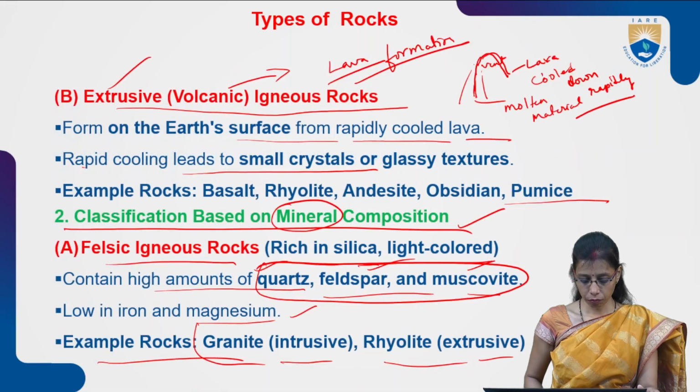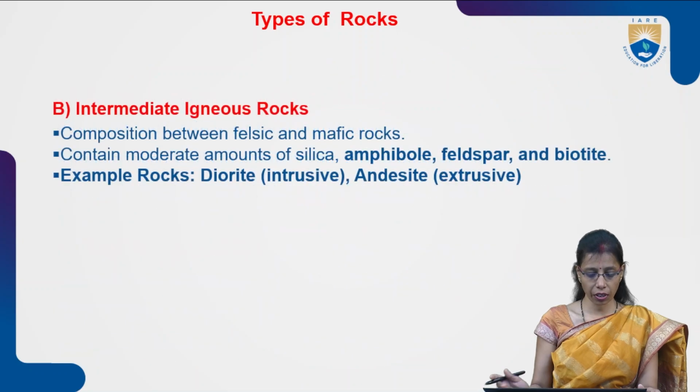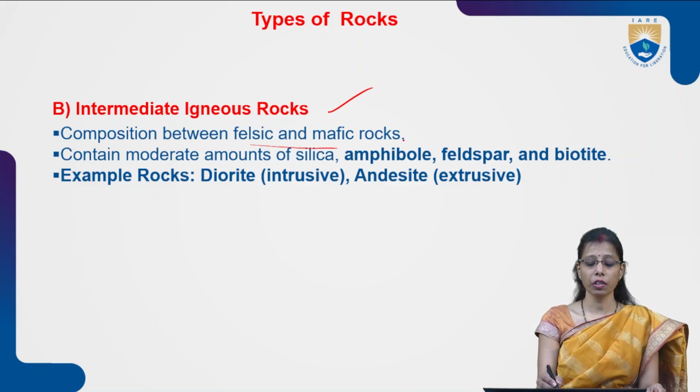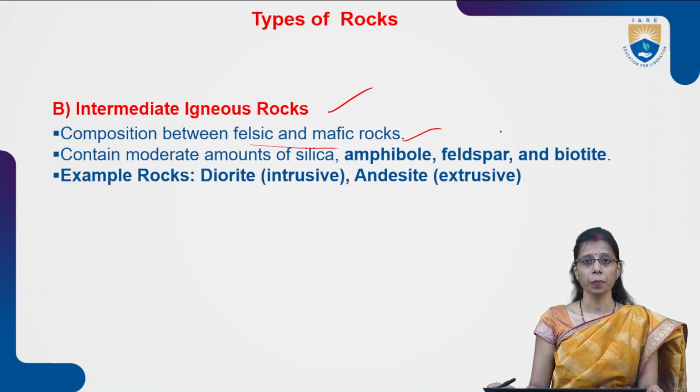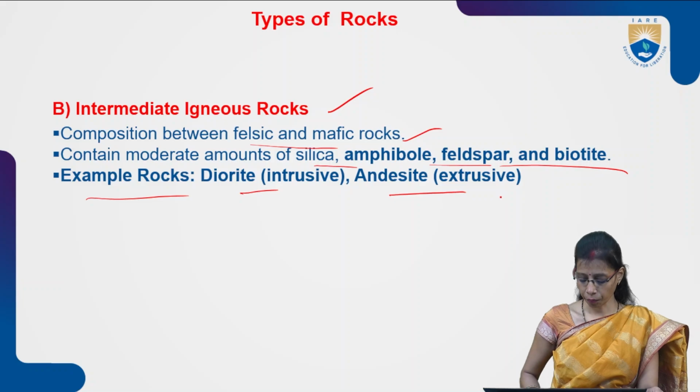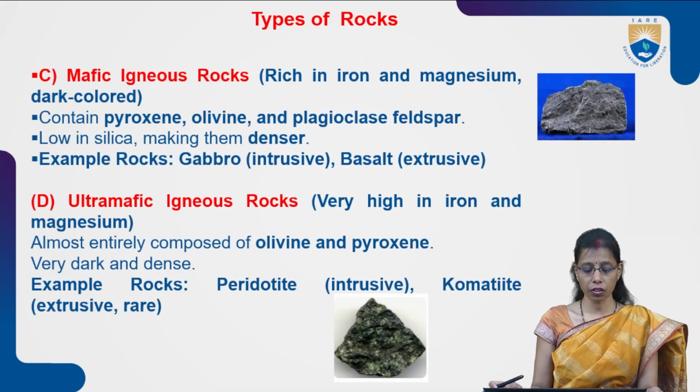Now, besides felsic rock, we have intermediate igneous rocks, with composition between the felsic and the mafic rocks. They contain moderate amounts of silica, amphibole, feldspar, and biotite. Examples of rocks here are diorite and andesite.